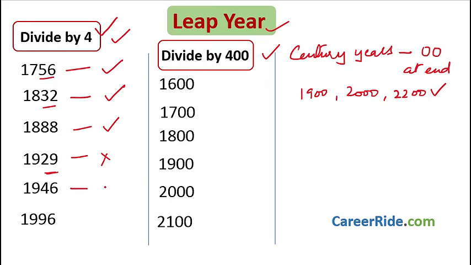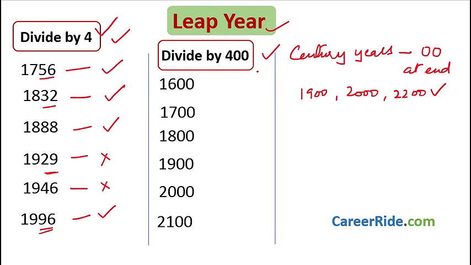1946. Is it a leap year? 46? No, not completely divisible by 4. So it is not a leap year. What happens to 1996? 96, is it completely divisible by 4? Yes, it is. So it is a leap year. So this is the rule for the general years.